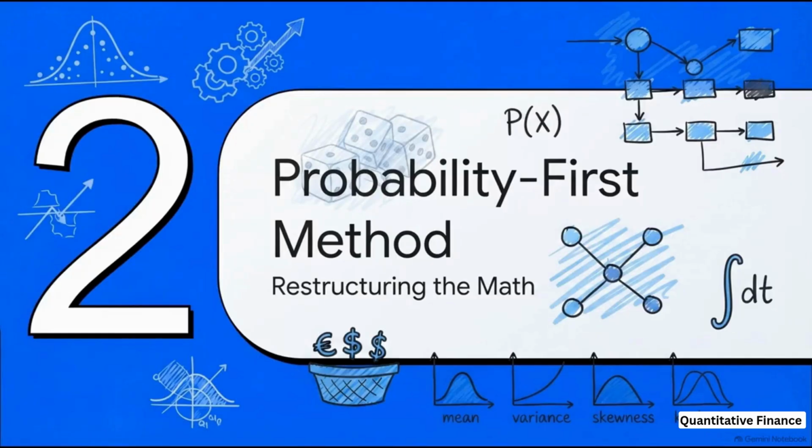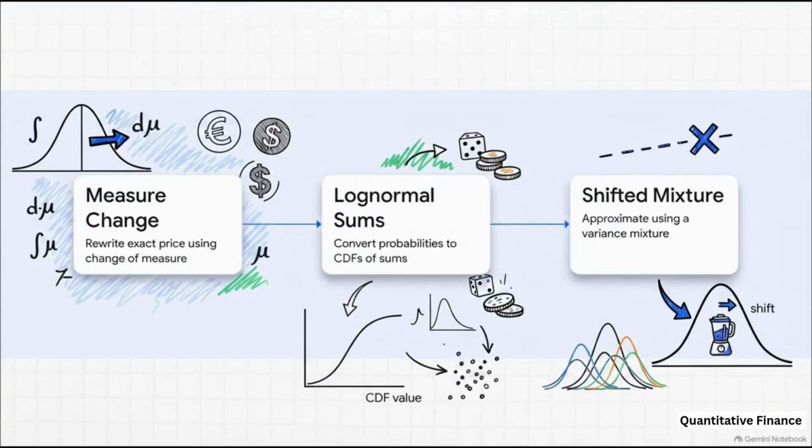Section 2. A probability-first strategy. Rather than just trying to roughly approximate the payoff right at the start, the authors of our source paper take a really brilliant probability-first approach. Let's break down their methodology into three very manageable steps.